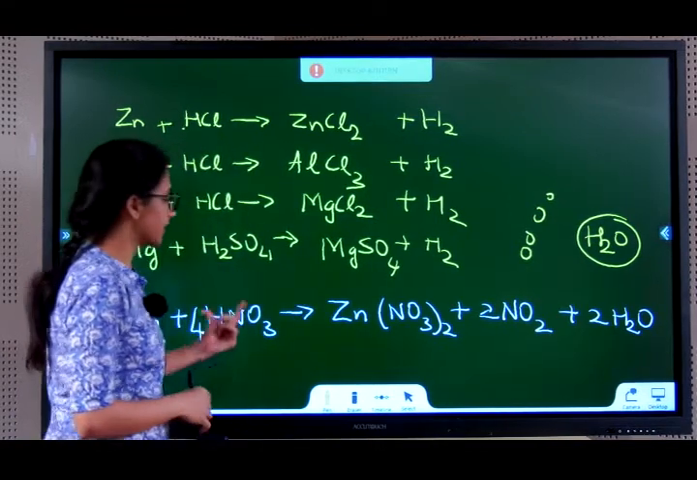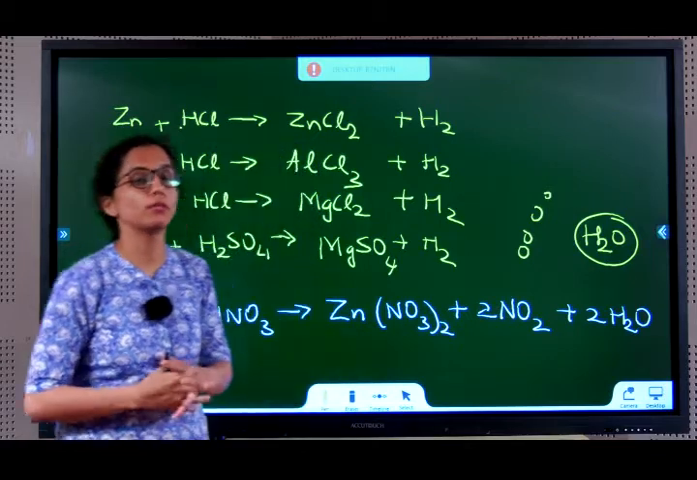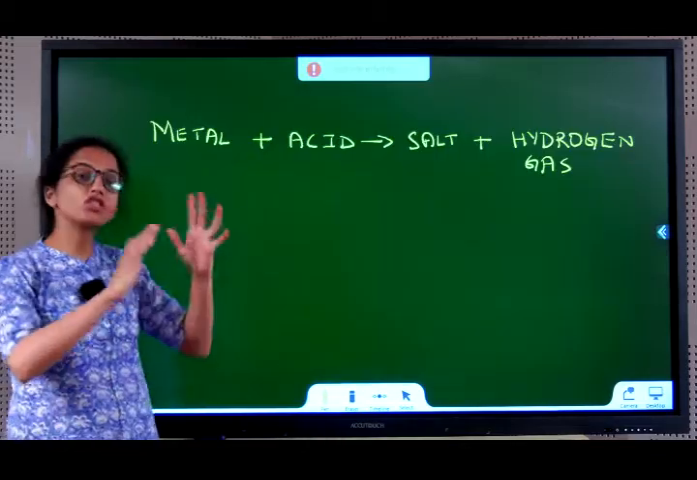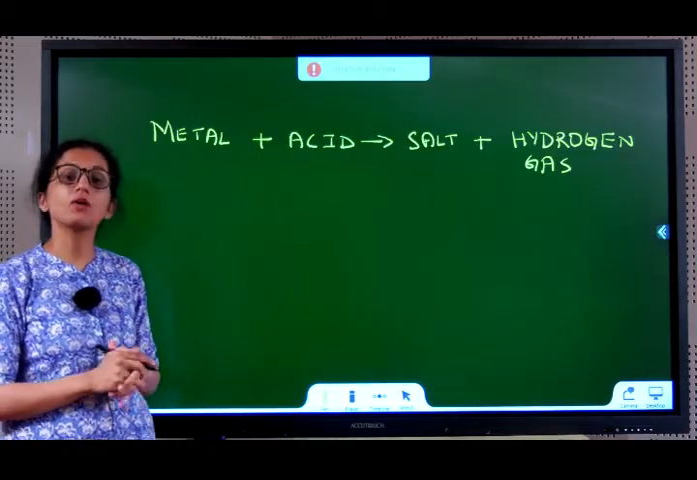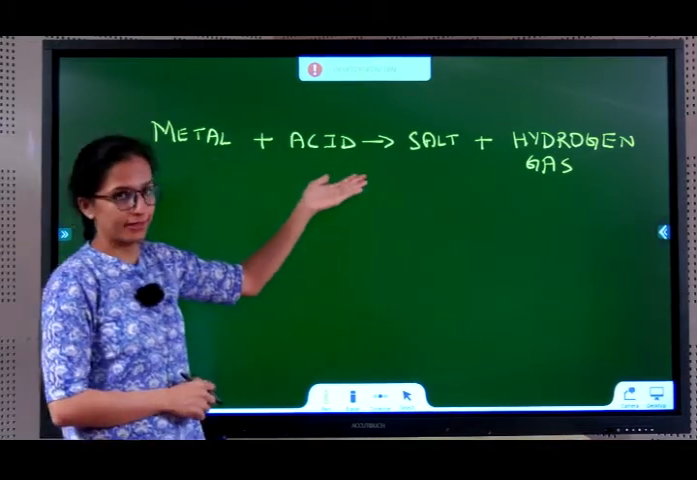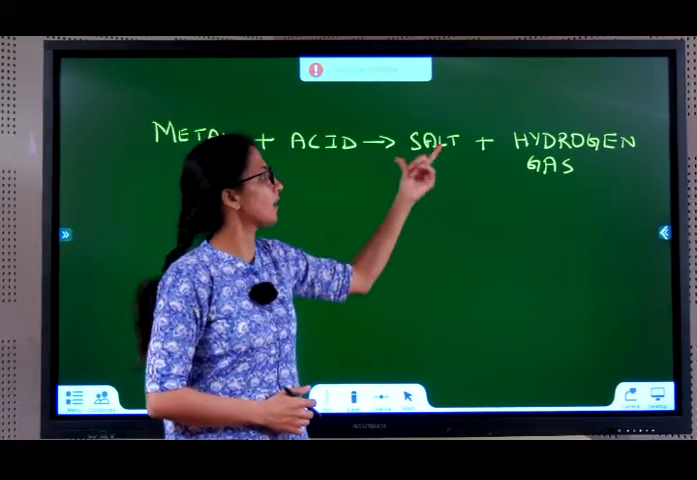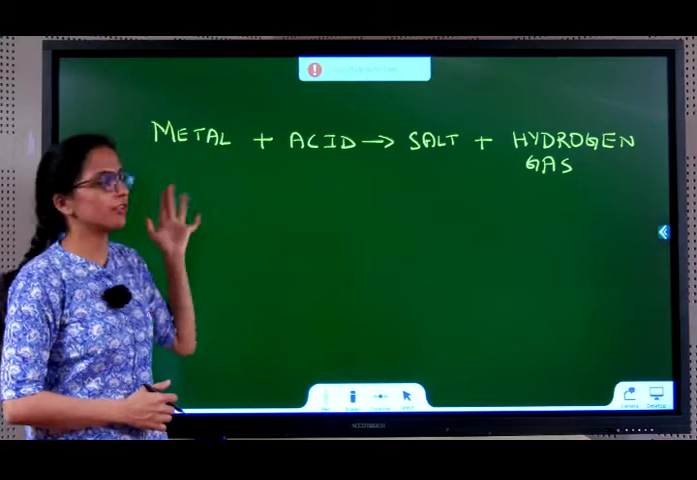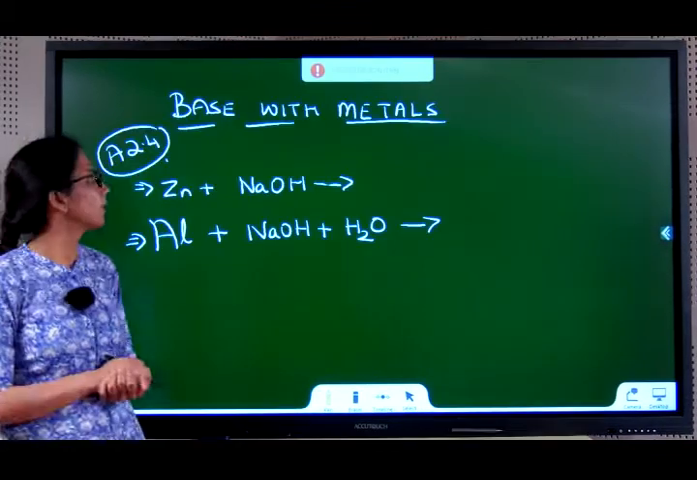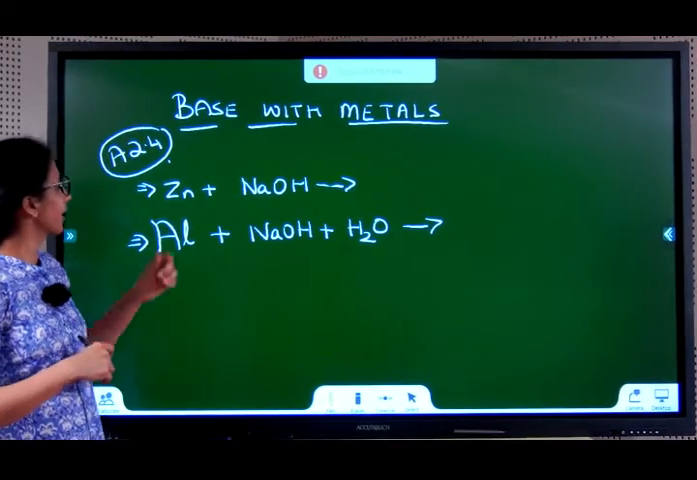So zinc reacts with nitric acid to give us zinc nitrate, nitrogen dioxide along with water. So giving a general statement for what we just learned about how acids react with metals, you can write down: metal plus acid, hydrogen gas is evolved. So it gives hydrogen gas along with a salt. This is a general statement for what we just learned. We'll now understand how bases react with metals.